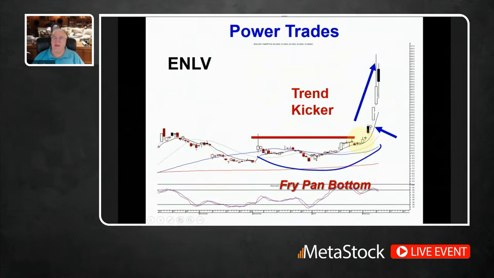A trend kicker signal is a kicker type signal that's already occurred in the trend, and that usually implies more upside. So if we see that pattern breakout and then a trend kicker, we know that the trend is confirming. We still have a lot more upside in that trend, which we would expect because it's a fry pan bottom breakout.